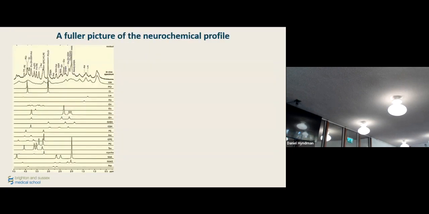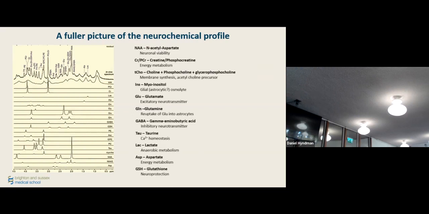If we look at the fuller representation of what we call the neurochemical profile, we can identify up to 18 or 19 metabolites, so-called, with magnetic resonance spectroscopy. This is just to give you a little bit of an idea of what we're talking about. There are neurotransmitters, and there are osmolytes, and, for example, glutathione is quite interesting from the neuroprotection standpoint.